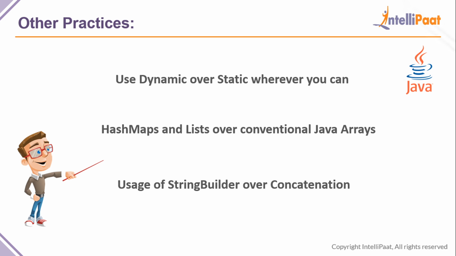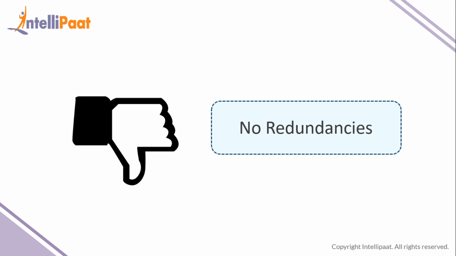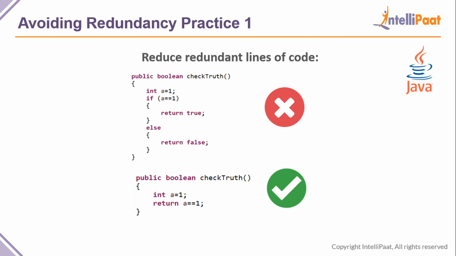Moving on to the next, we have no redundancies. This basically means that whatever part of your program is non-essential to the program, you basically eliminate. We'll discuss this with examples as we move on. So the first practice that we have regarding this is reducing redundant lines of code.